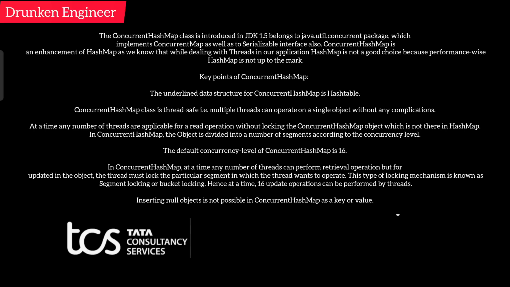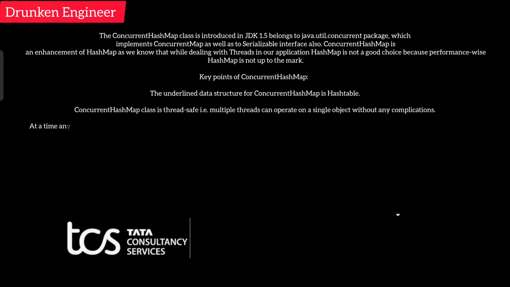In ConcurrentHashMap, at a time any number of threads can perform retrieval operation, but for update in the object, the thread must lock the particular segment in which the thread wants to operate. This type of locking mechanism is known as segment locking or bucket locking. Hence, at a time, 16 update operations can be performed by the threads. Inserting null objects is not possible in ConcurrentHashMap as a key or value. So this was about the ConcurrentHashMap.